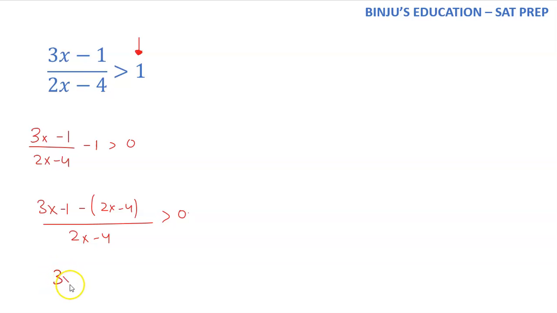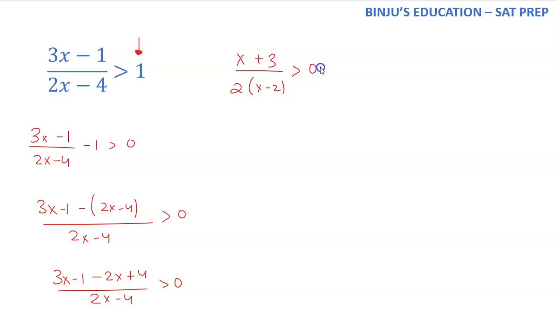So I'm going to have (3x minus 1 minus 2x plus 4) divided by (2x minus 4) is greater than 0. So you're going to have (x plus 3) divided by 2 into (x minus 2) is greater than 0. Now again, figure out the critical points.